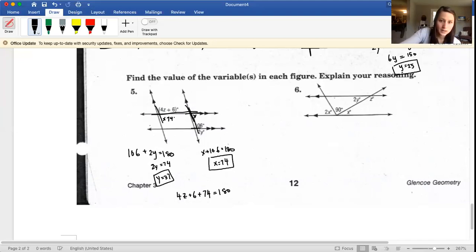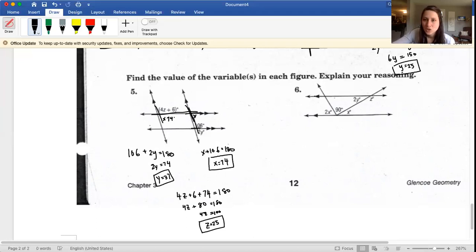Okay, so we can work that out. 6 plus 74 is 80. And then we've got 4z plus 80. Okay, so subtract 80 on both sides, that's 100. This is 4z. 100 divided by 4 is 25. So z equals 25. Yay, we found all of them. All right, last one.